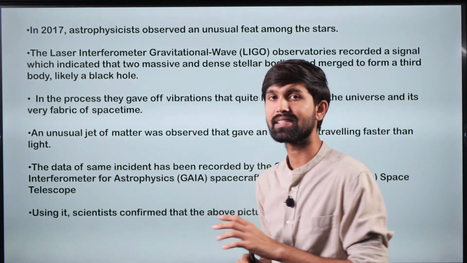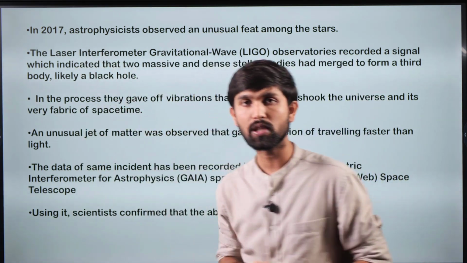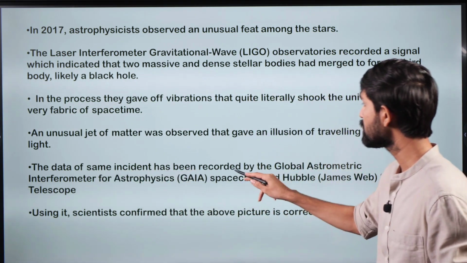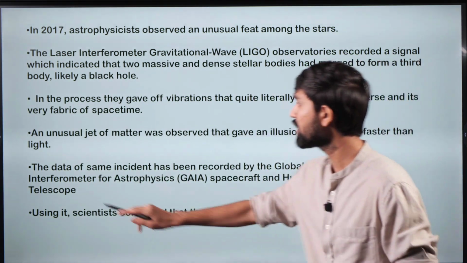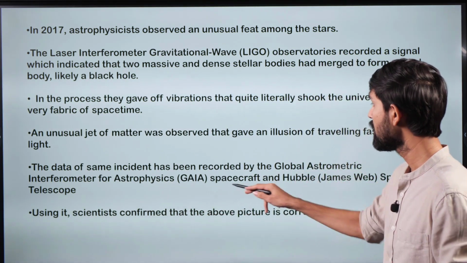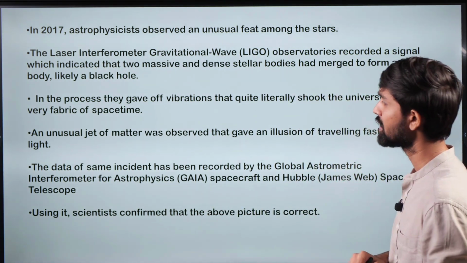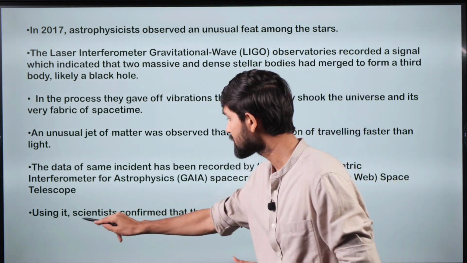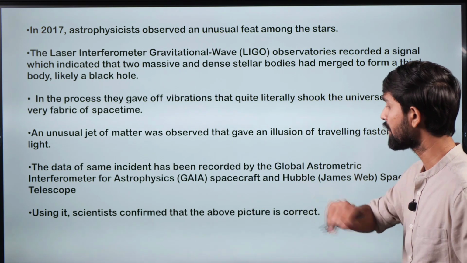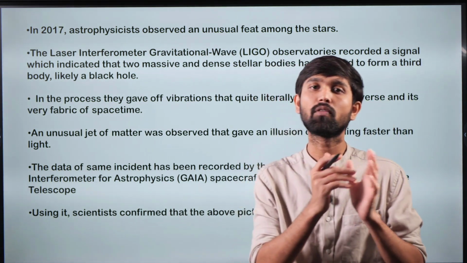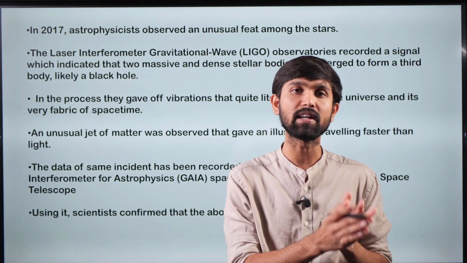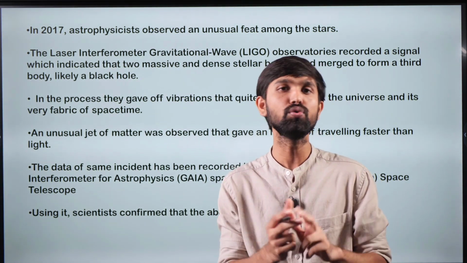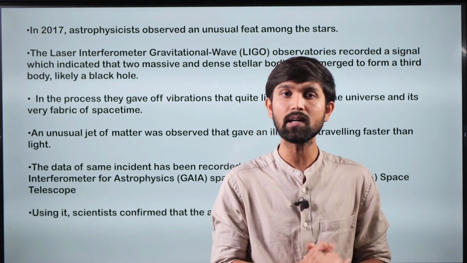So now what has happened is that this was observed first in the year 2017. Now, with the help of other data, the same incident has been recorded by the Global Astrometric Interferometer for Astrophysics spacecraft and the Hubble Space Telescope. Using data from these two tools as well, the scientists have confirmed that the picture we saw is correct. So the scientists from the new data have basically confirmed that this event did take place and two neutron stars are colliding and producing a black hole.